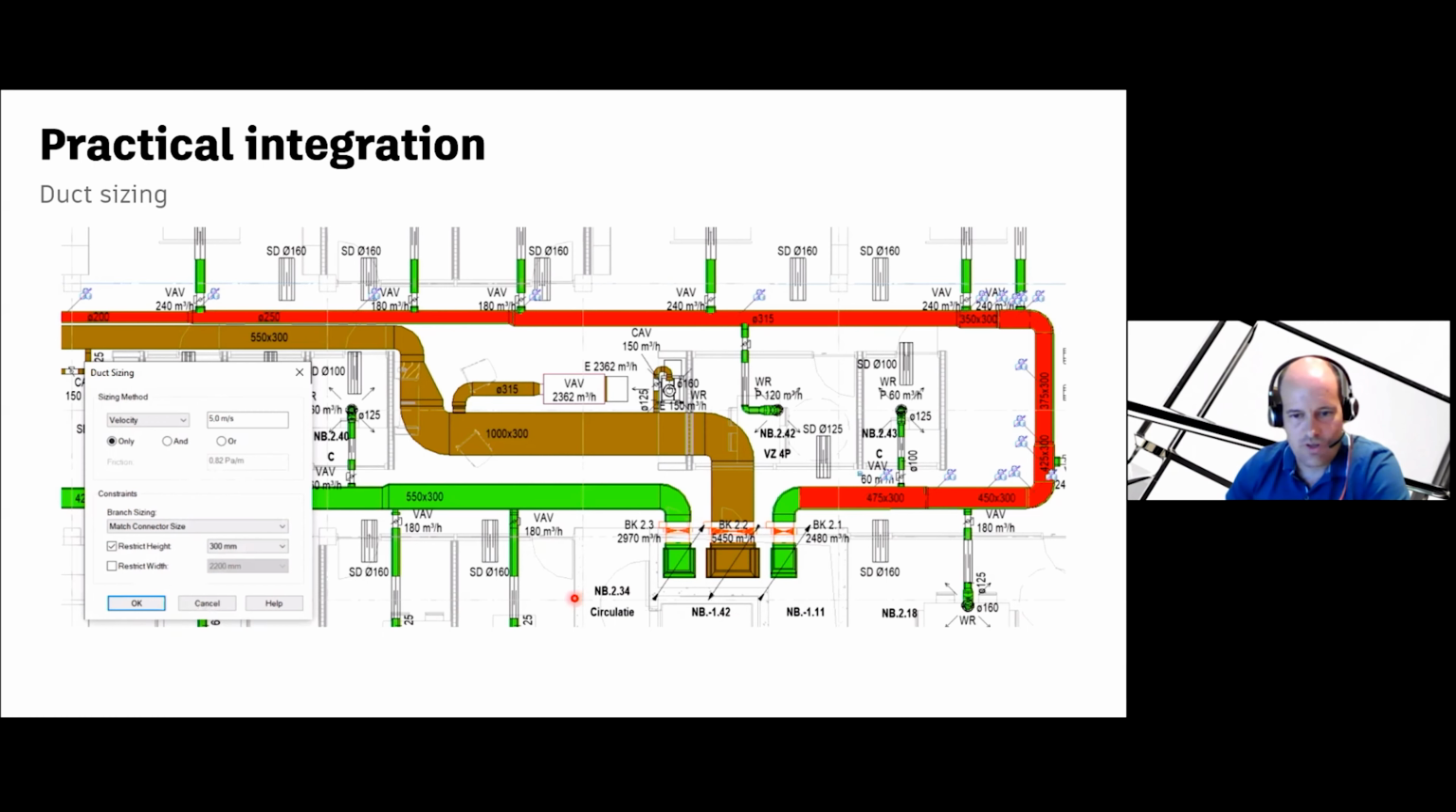Then you can just press OK, and the duct gets sized. And then you can have a color plan with the speeds or pressure drops, whatever you need. You can check for clashes to see if any clashes have been created with the sizing, etc.